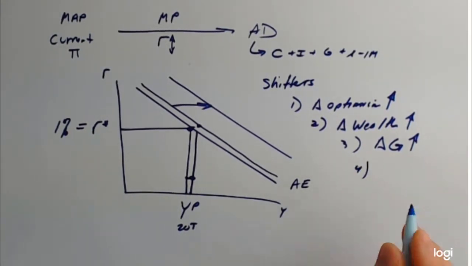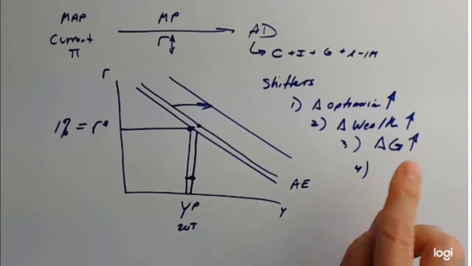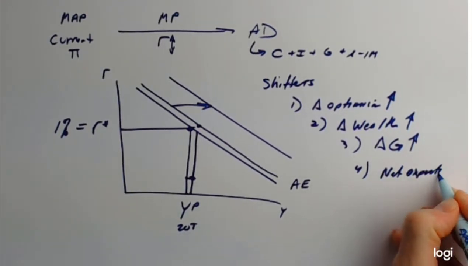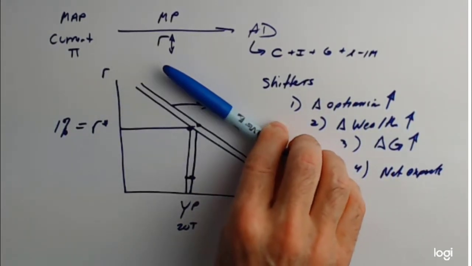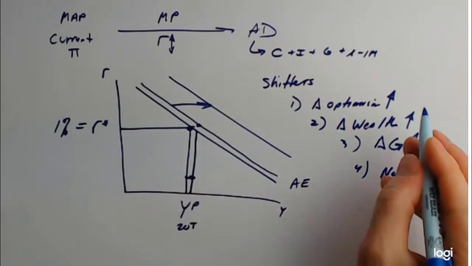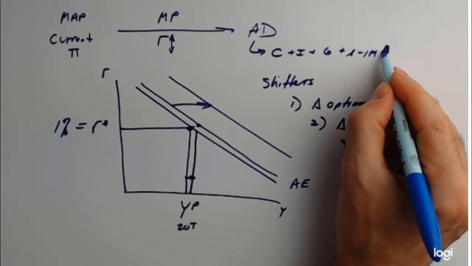The other thing would be a shift in net exports. Basically, you could think of this as if foreigners like American goods more, for whatever reason, they're going to shift the aggregate expenditure curve because our net exports are going to go up here.